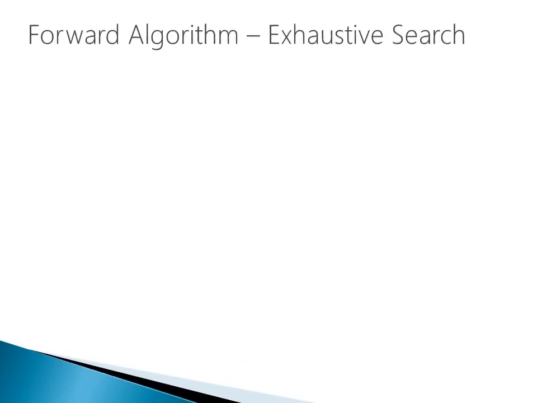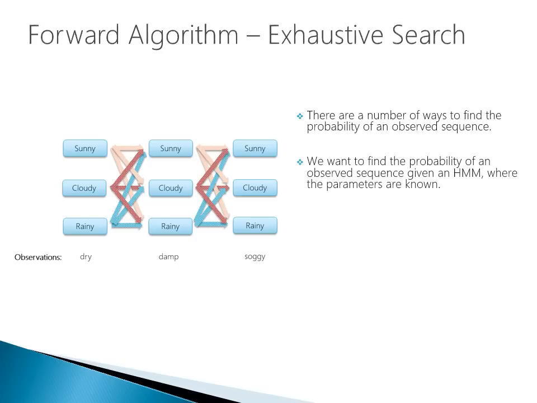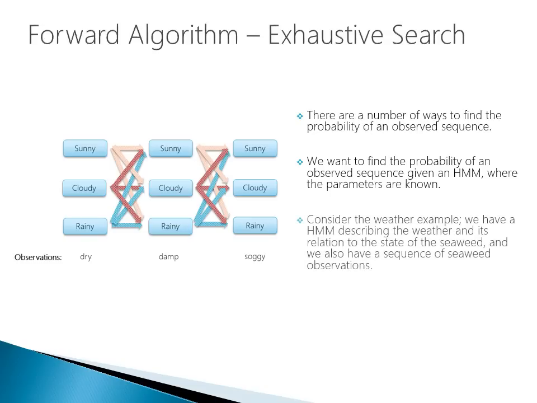Now that we've talked about these 3 types of problems that can be solved with hidden Markov models, we're going to dive into each one of them in detail over the next portion of the presentation. And the first one we're going to start off with is the forward algorithm. There are a number of ways to find the probability of an observed sequence. We want to find the probability of an observed sequence given a hidden Markov model where the parameters are known. And this is important, the parameters have to be known.